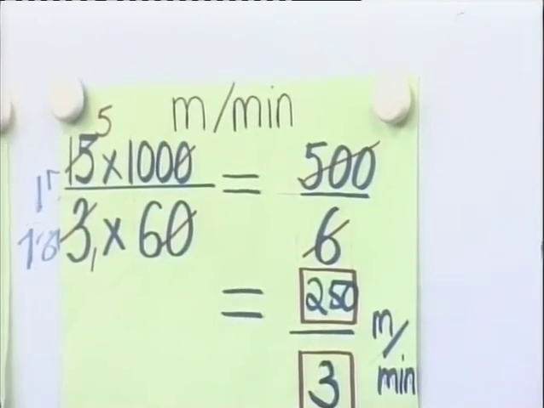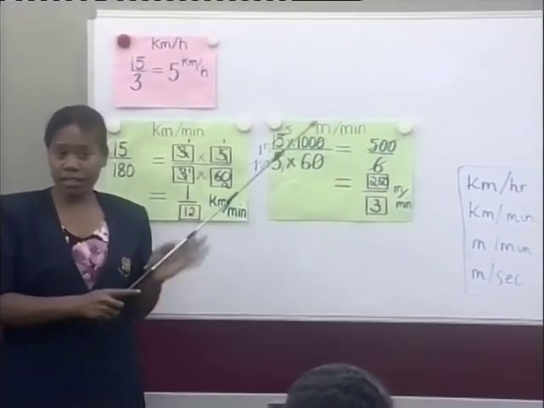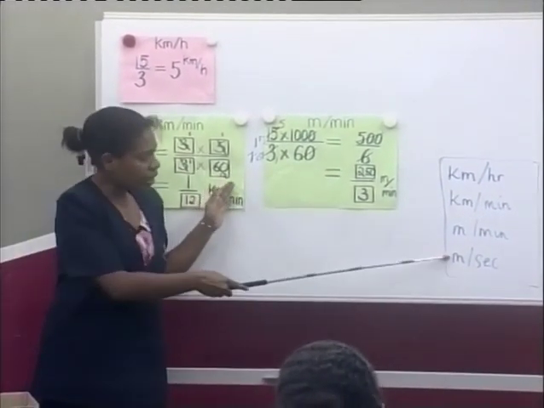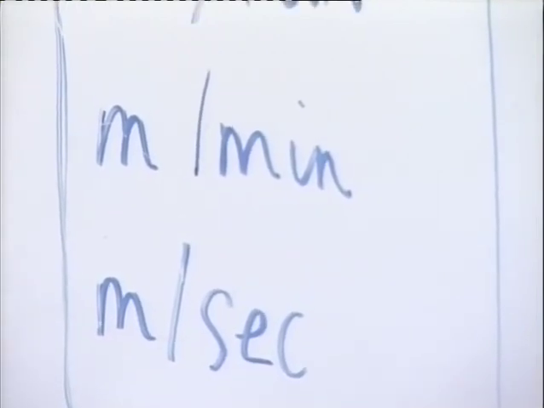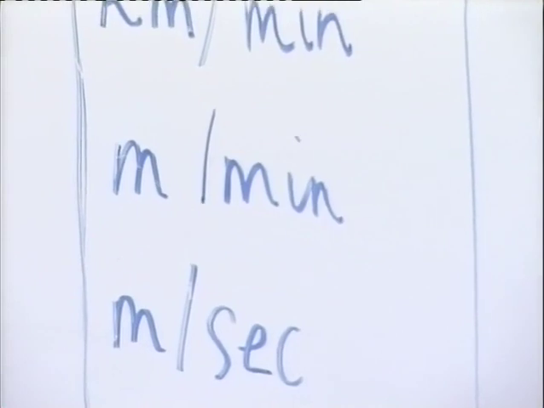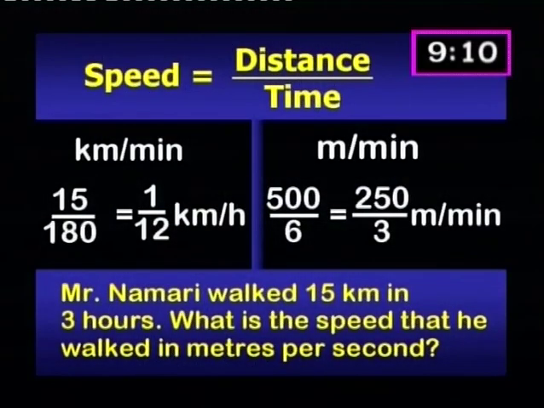Students, now, what about this one? I want you to try and work this one out, please. I hope you've already got this. Try and work out how many meters per second this time. How many meters per second? We already found out how many kilometers per minute, how many meters per minute. This time, how many meters per second? So again, you'll convert 15 kilometers into meters, and then you also convert 3 hours into seconds, okay?